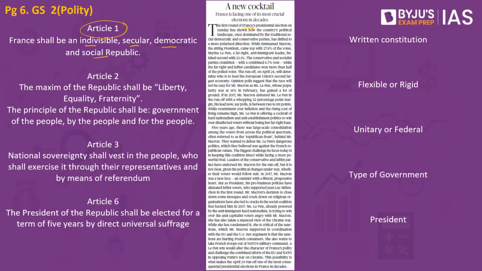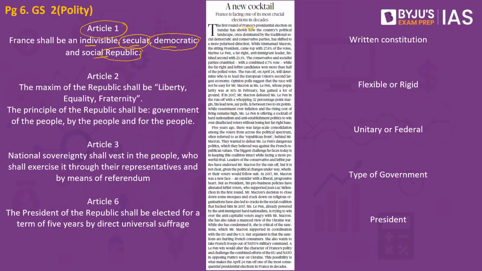So what does Article 1 say? It says France shall be indivisible. We too have secular in our preamble. We too have democratic in our preamble. We also have republic in our preamble. So all these words are similar to the preamble of the Indian Constitution. In fact, if you look at the basic structure doctrine, the secular principle is part of the basic structure. Democratic nature is part of the basic structure as well. So Article 1 of the French Constitution is almost equivalent to what is present in the Indian preamble.